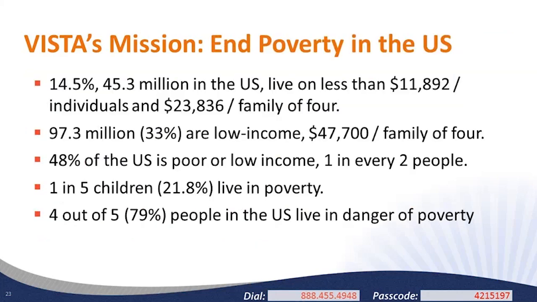Thanks, Patrick. So that first one, ending poverty. Every VISTA project and every VISTA member aims to end or alleviate poverty, whether it's one person, one family, or one block at a time. Now, as you can see, and as we said just earlier, the statistics are sobering, if not shocking. I think on this page, the one that shocked me the most is 4 out of 5. That's 79% of people in the U.S. living in danger of poverty. Like, the majority of the country is in danger of poverty. That shocks me every time.